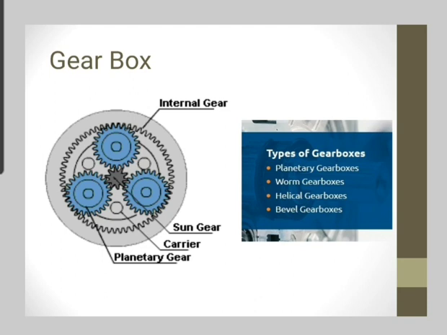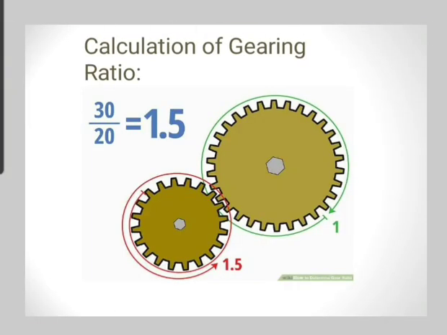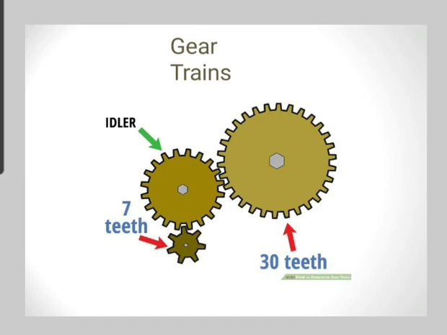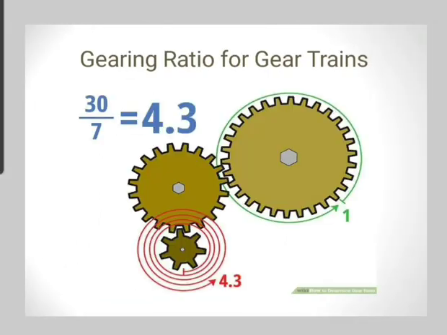So the next point is the gearbox. There are other types of gearbox: rotary gearbox, worm gearbox, helical gearbox and bevel gearbox. So here the gearing ratio is given. The gear trains are given in this diagram.